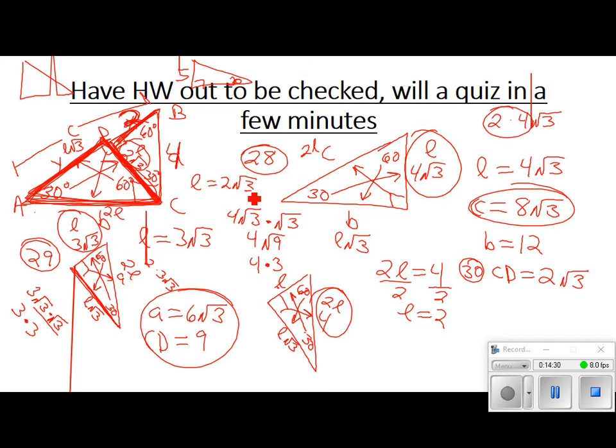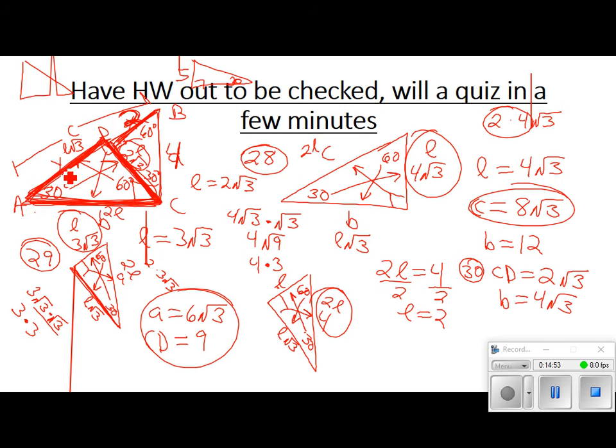We'll do some easier ones, hopefully, Gunner, and hopefully that'll make more sense. So this side's 2 radical 3, that's the L. Well, when I stick it in down here, how long is B going to be? If it's 2 times 2 radical 3. What is 2 times 2 radical 3? 4 radical 3, so that's B. 4 radical 3.